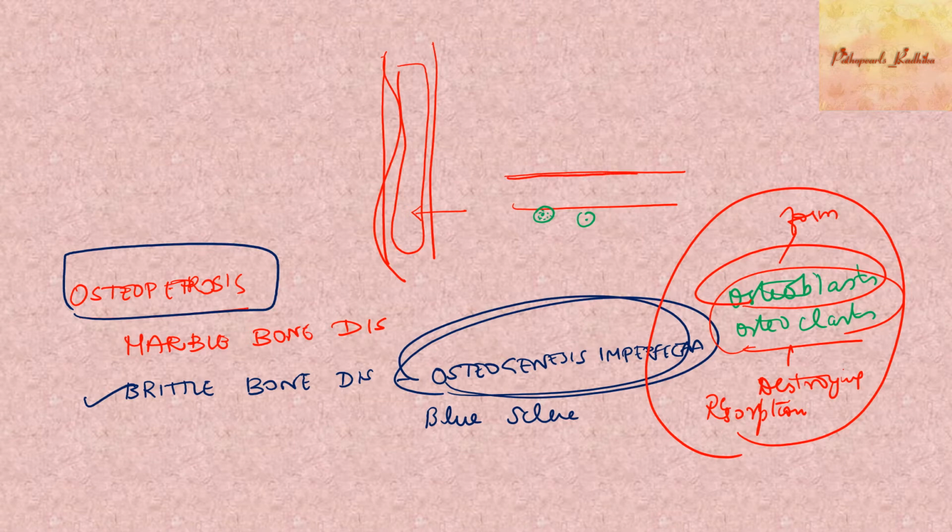So normally during development, what happens? You have a bone. So your osteoclasts will be present in certain pits. Okay. So these pits will have an acidic pH. There will be acidification of the pit. So because of the acidification of the pit, by these osteoclasts and certain other mechanisms, what happens? Your bone will get resorbed. So once your bone gets resorbed, what happens? You get your medullary cavity being formed. So your medullary cavity of the bone will be formed.